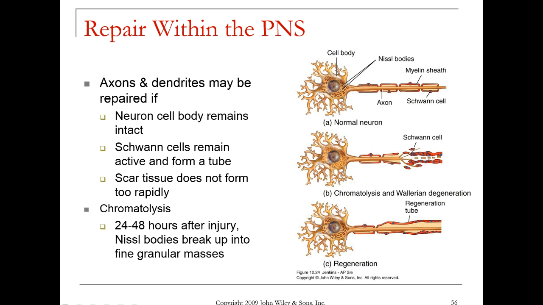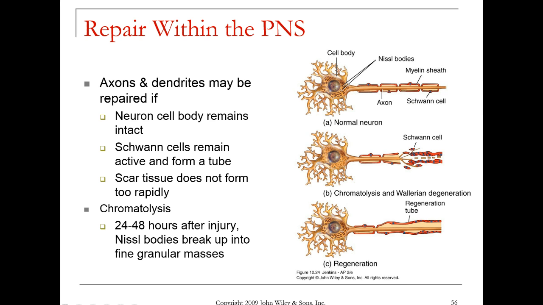So let's look at what happens when you do begin this repair process within the peripheral nervous system. So up at the top, A is a normal neuron. You can see the cell body that would usually be contained within the central nervous system. And then we have the axon with the Schwann cells wrapping around different areas, leaving the little nodes of Ranvier between each of the Schwann cells. And let's say you had damage to this neuron. So that's what we see in B is damage.